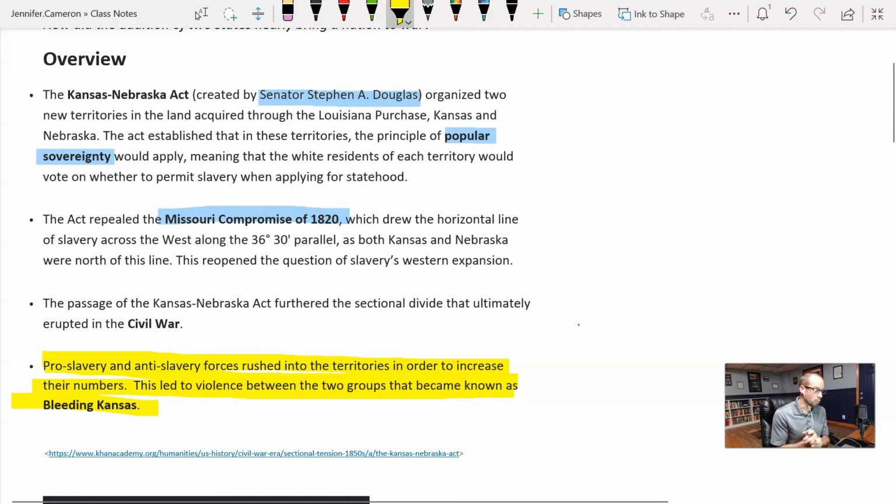One of the people that we'll talk about a little bit later that plays a huge role in Kansas is a guy named John Brown. John Brown is an abolitionist who wants to get rid of slavery, but he believes the best way to get rid of slavery is through violence. So he'll play a role in Kansas, and then he'll play an even bigger role shortly in the future.